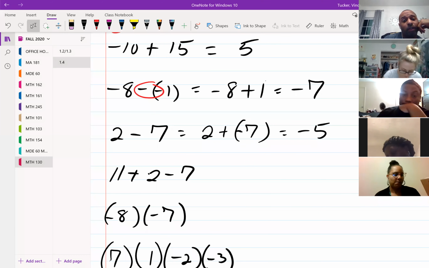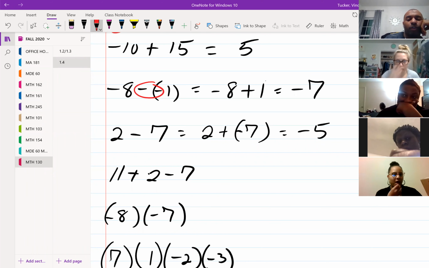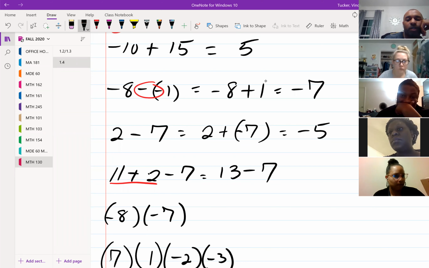For the next one, we have 11 plus 2 minus 7. So take your time. You don't have to add all three of them at the same time unless you just got it like that. We have 11 plus 2. That'll be 13. And now we do 13 minus 7, which is 6.